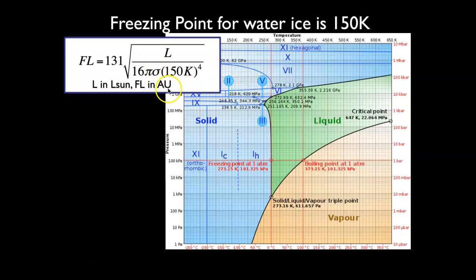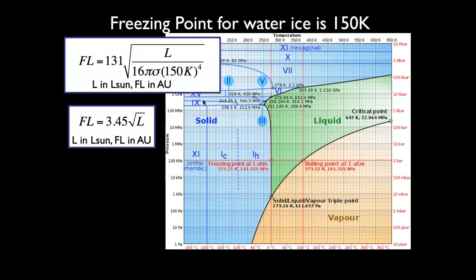So if we combine all of these constants, then this simplifies to just be 3.45 times the square root of luminosity. So that's a much nicer version of this formula for you to use. And you will be using this equation for the project, so you might want to write this down in your notebook. Right?